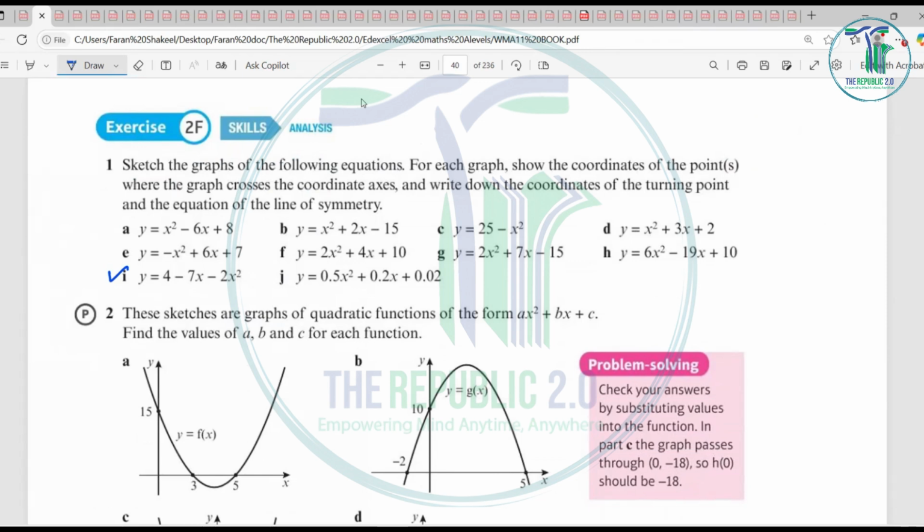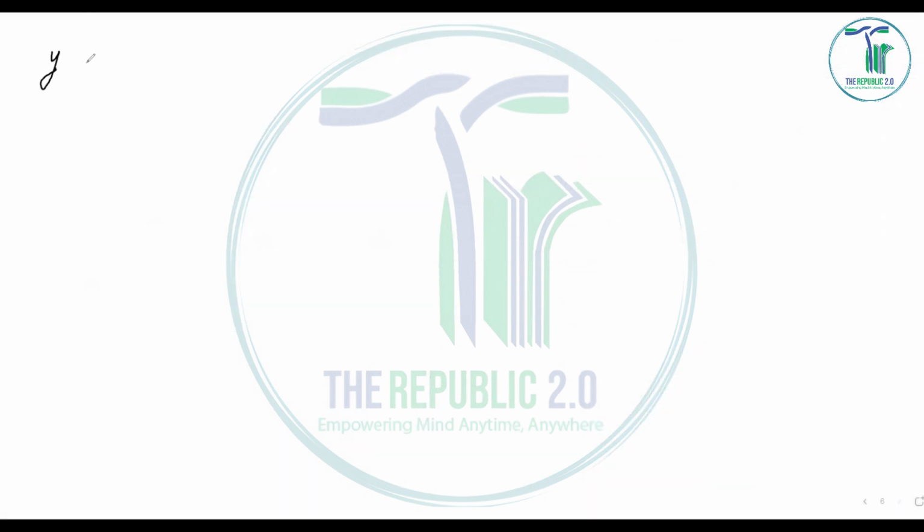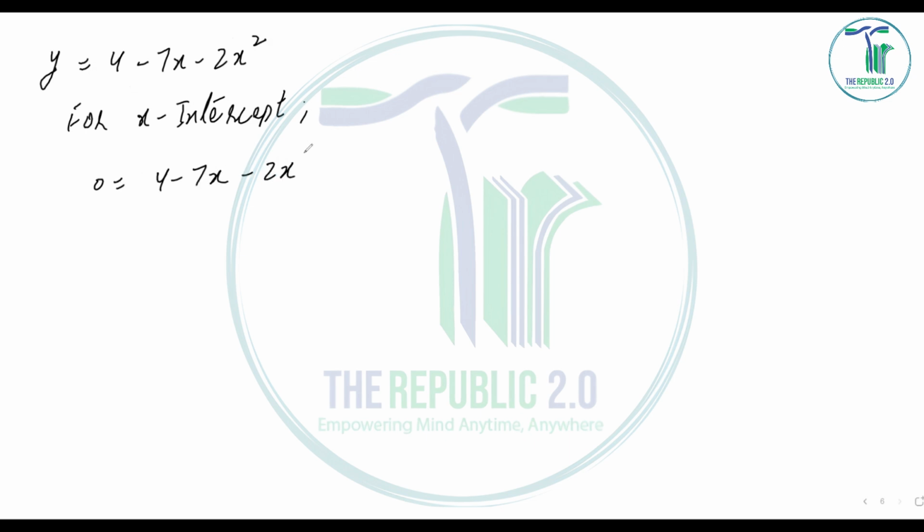So I'm just going to copy that question over here, and I've got y equals 4 minus 7x minus 2x squared, right? So first of all, I'm going to talk about the x-intercepts. For x-intercepts, I'm going to set y equals 0, so 4 minus 7x minus 2x squared equals 0.